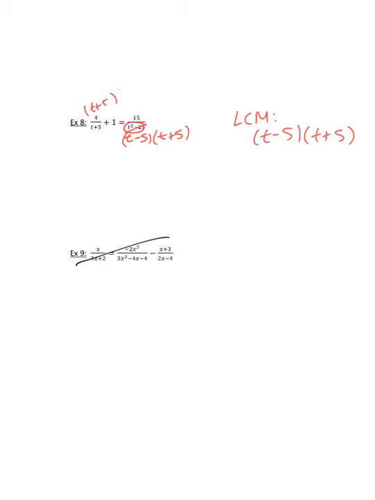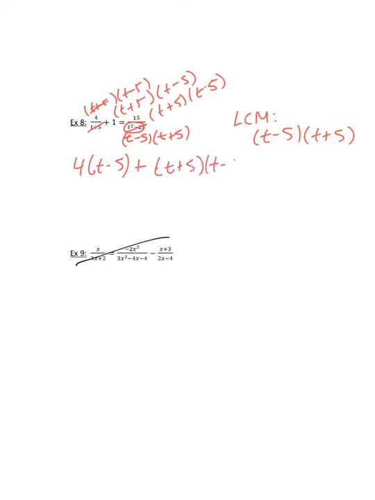T plus 5 times t minus 5, t plus 5 times t minus 5, and t plus 5 times t minus 5. So in the first fraction, t plus 5 cancels. You are left with 4 times t minus 5. In the second term, 1 times t plus 5 times t minus 5. And then equals, here they both cancel, so it's just equals 15.